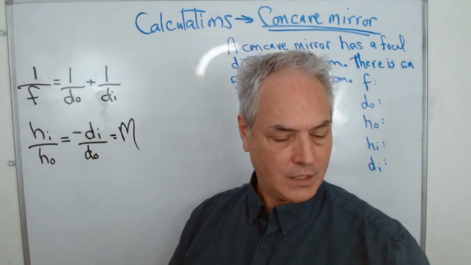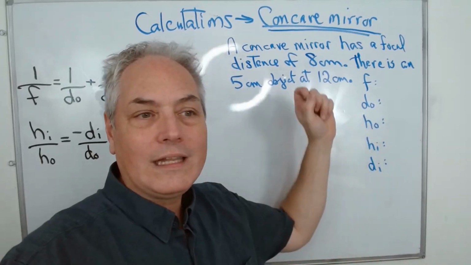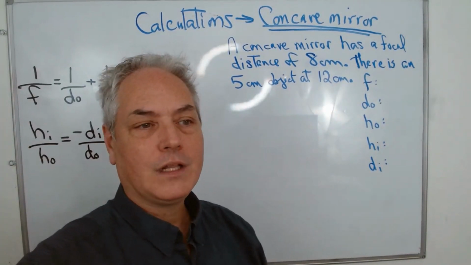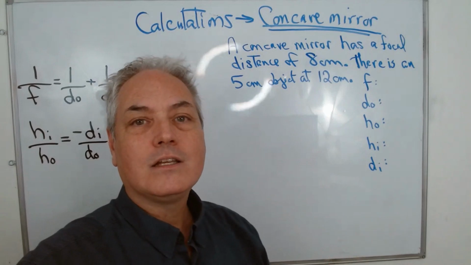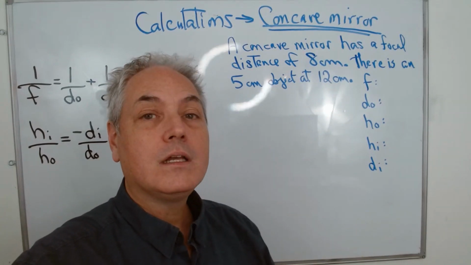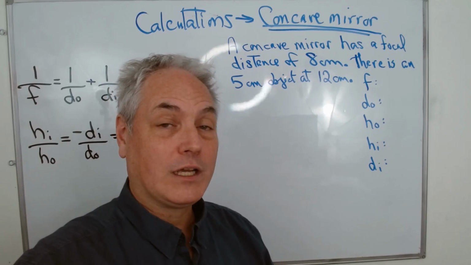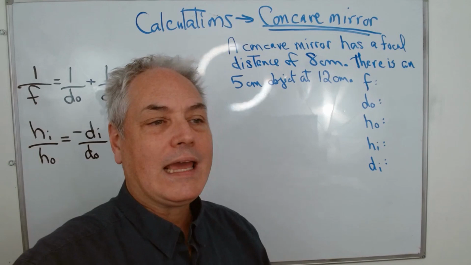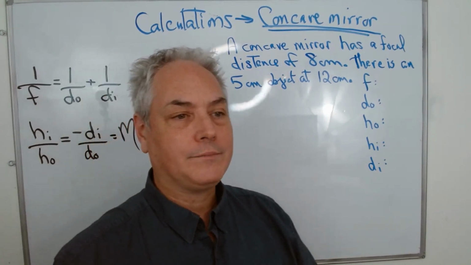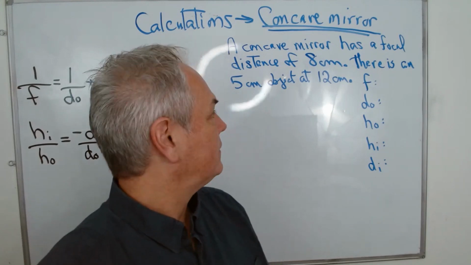Okay, so let's see if we can figure out the calculations. First of all, let's look at the word problem I have for us. Here I have a concave mirror that has a focal distance. The focal point is at 8 centimeters from the mirror. We also have a 5 centimeter object in front of that mirror, and it is at 12 centimeters from the mirror. So here, let's look at the information we have and what we can calculate.